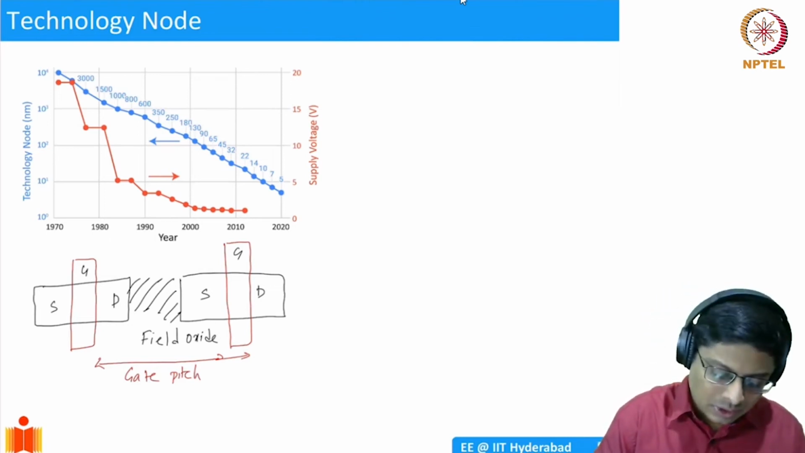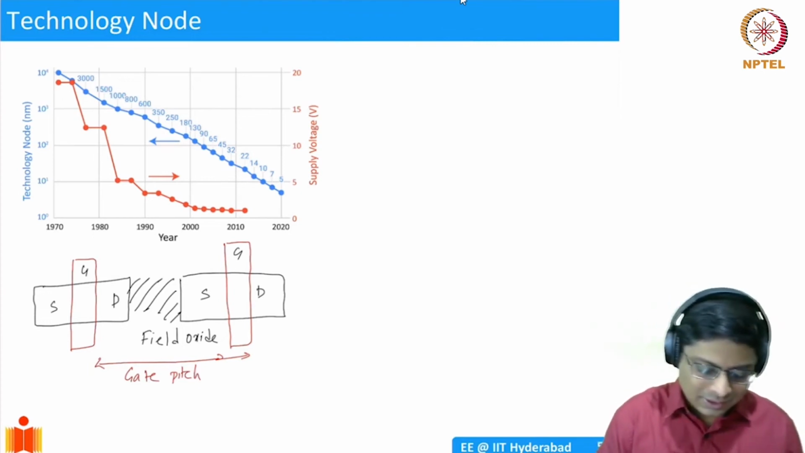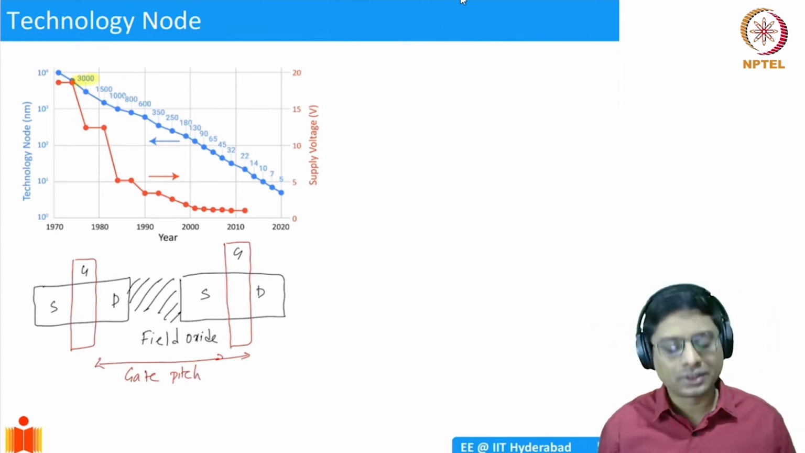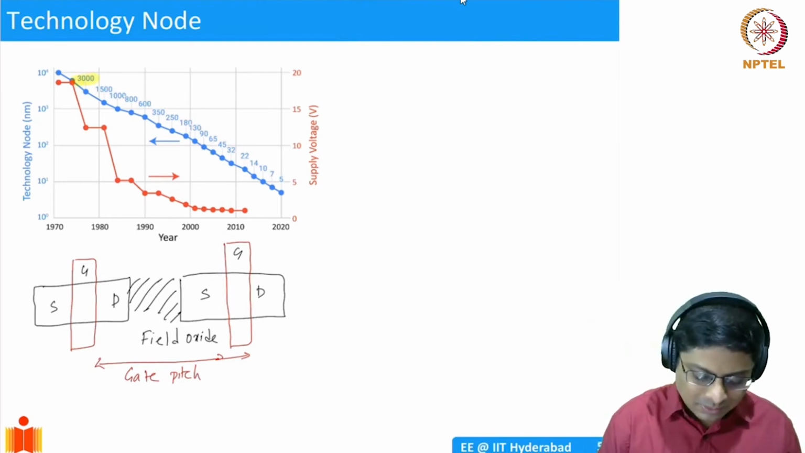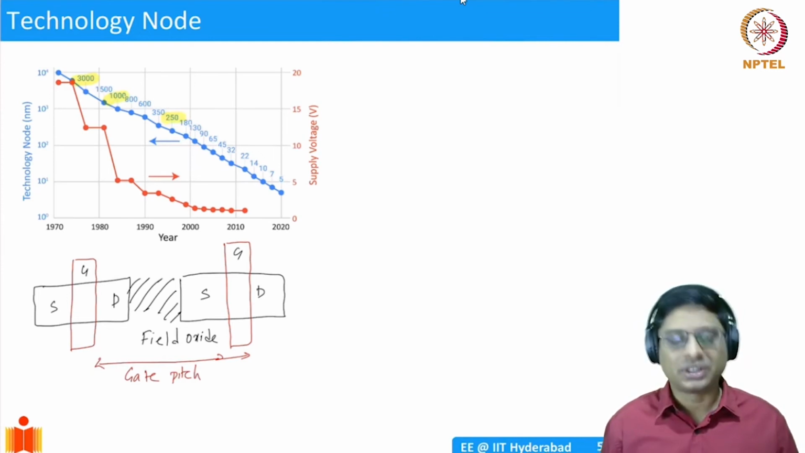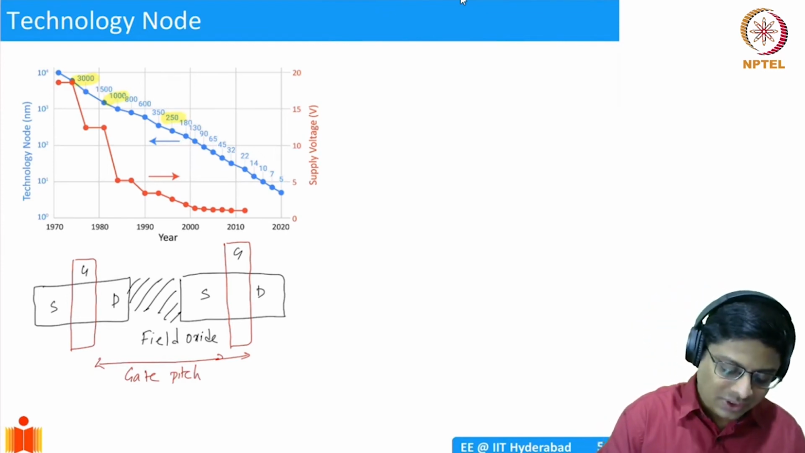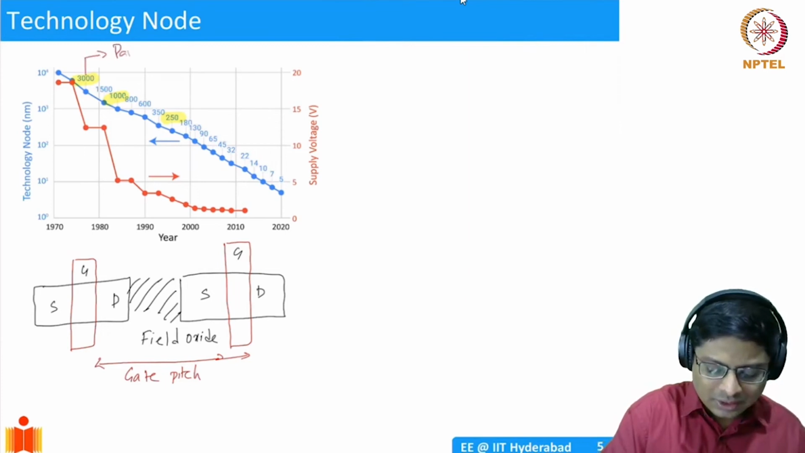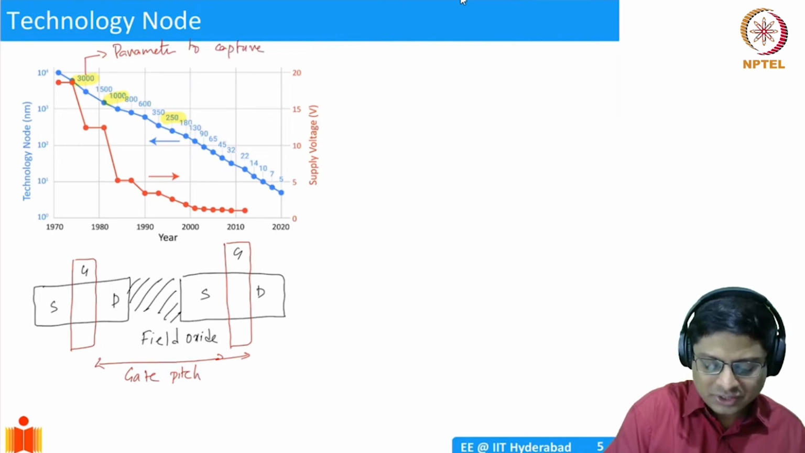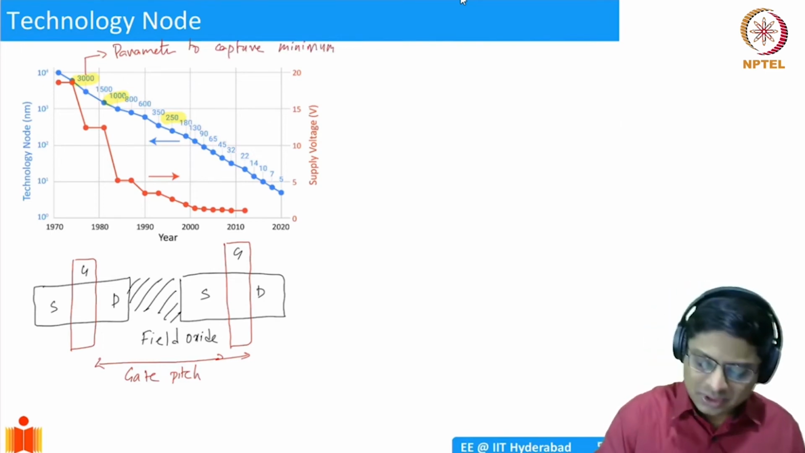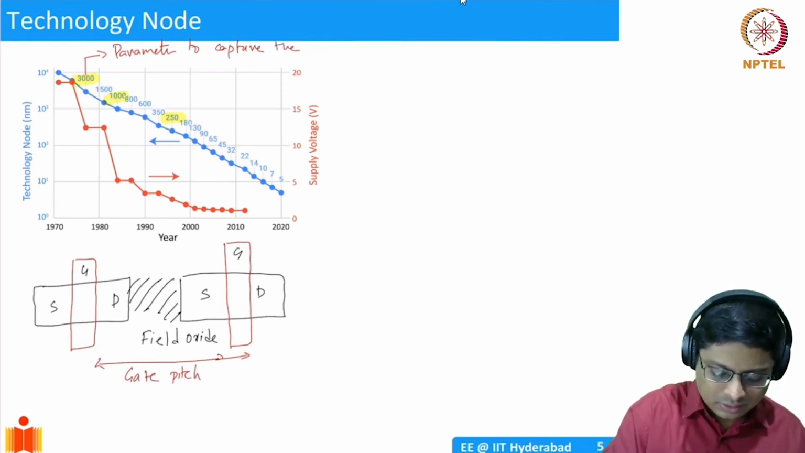Okay, so if you look at the 1970s, this was about 3 microns, and by the 80s it became 1 micron, and by the mid 90s, let's say this parameter became 250 nanometers. So what this number is telling you is essentially, it's simply a parameter to capture minimum feature sizes, or capture the smallest distance between MOSFETs.